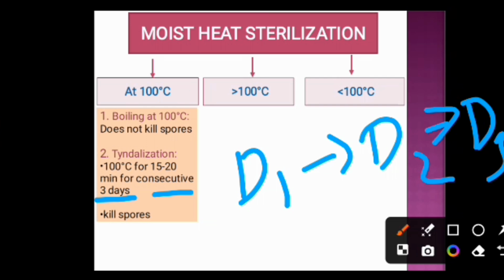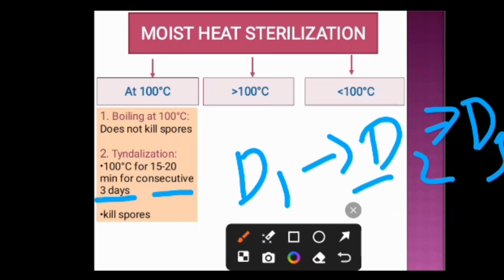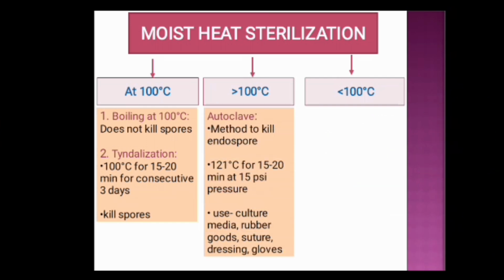The spore will germinate on the consecutive days. Once the spore germinates, it will be killed by subsequent heating. Okay. Next is above 100 degrees centigrade. Above 100 degrees centigrade is autoclave.